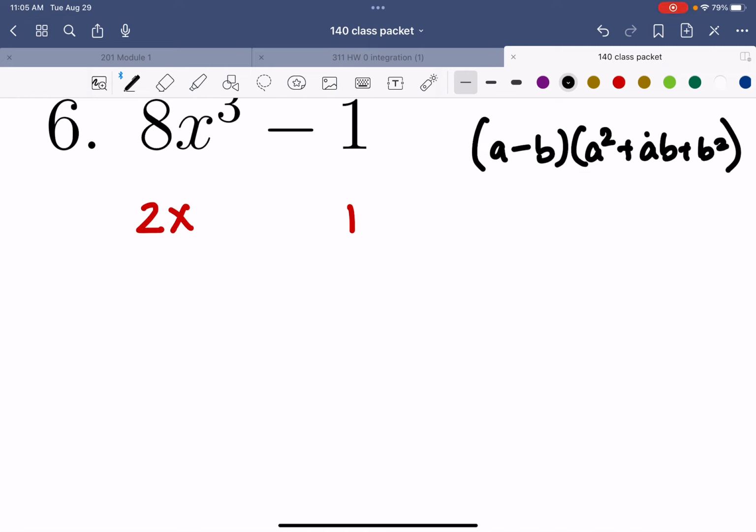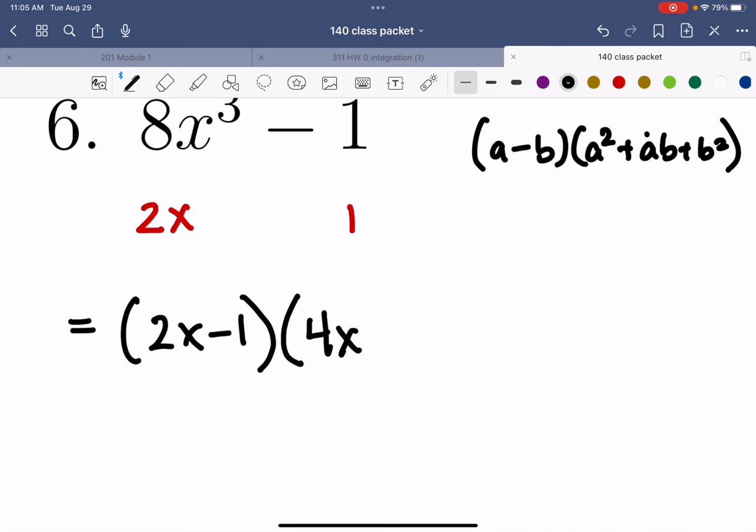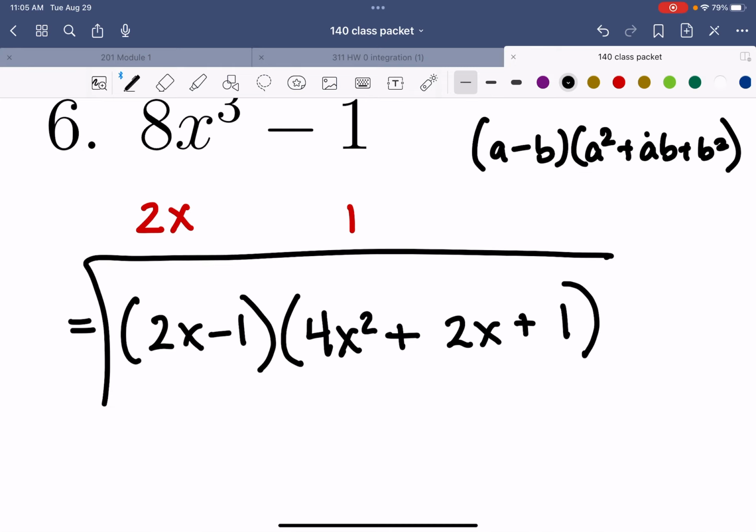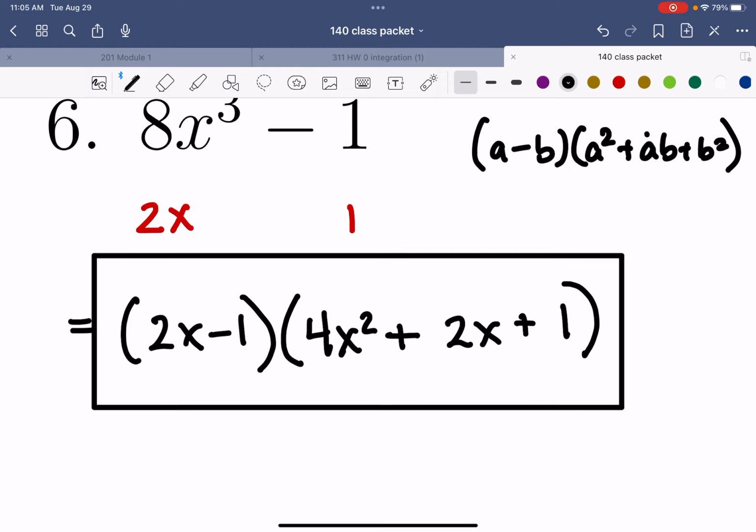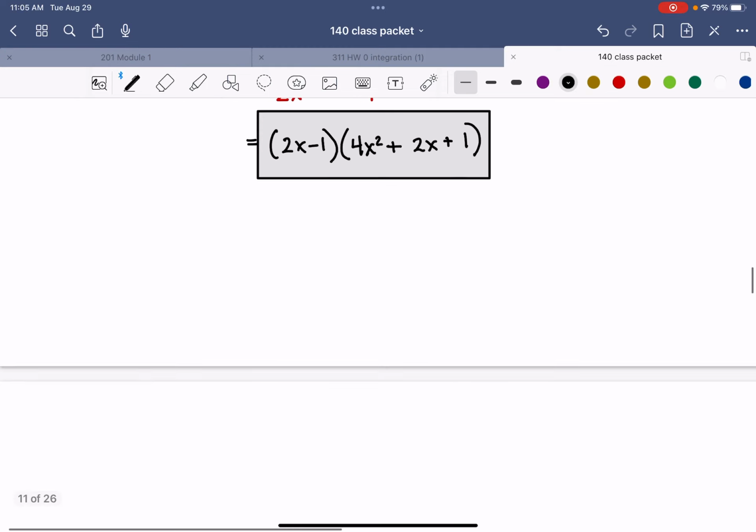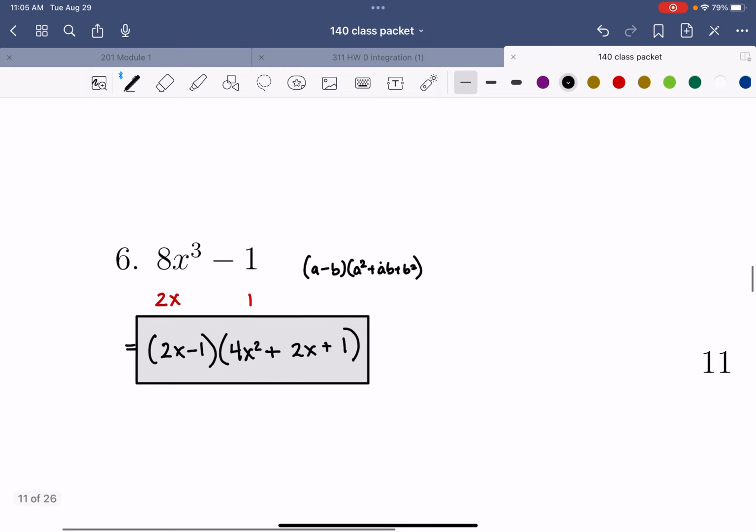So if I fit that to the formula where my a is 2x and b is 1, I'm going to have 2x minus 1 times 2x squared would be 4x squared. I already have a minus, so we switch the sign to plus. A times b, that's the 2x times 1 is just 2x. And plus b squared is just 1. Okay, and that'll take us to the practice problems.